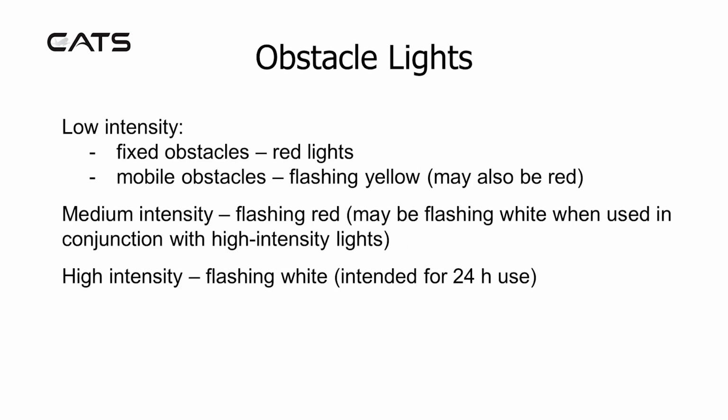Low intensity lights are for fixed obstacles and are coloured red. Mobile obstacles are flashing yellow but may also be red. Medium intensity is flashing red or white when used in conjunction with high intensity lights. High intensity are flashing white and are intended for 24-hour use.